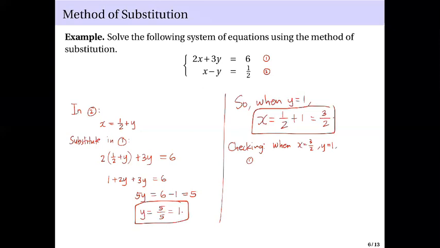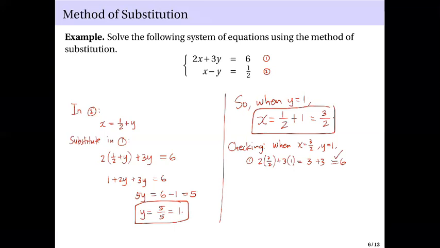in equation 1, we will have 2 times 3 halves, okay, plus 3 times 1. We will get what? So you have 2 times 3 halves. 2 cancels each other. So we will have 3 plus 3, and this is equal to 6. Look at this. You have 6.